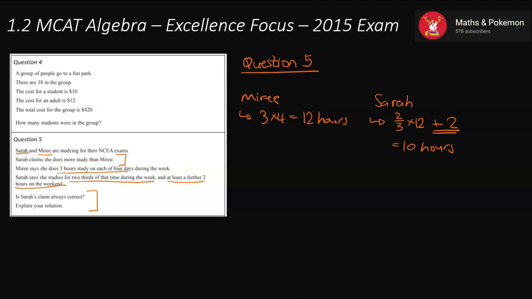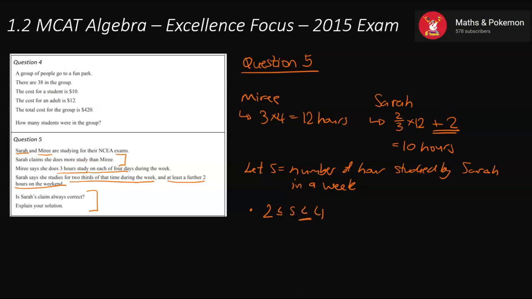So what I'm going to do is say, let S equal the number of hours studied by Sarah in a week. Oh, that's messy handwriting. Okay, there we go, in a week. So I suppose we're just going to think of inequalities. If she studies for 2 hours or up to 4 hours, but not quite 4 hours, so it's not equal to 4 hours, when in that range, so 2 or more, all the way up to 4, Sarah definitely does study less than Marie. So Sarah studies less.